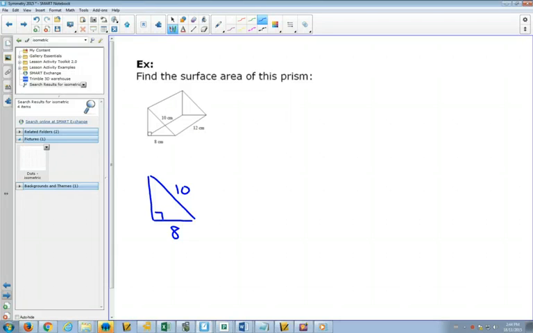Okay, so we're going to find the surface area of this prism. And on our formula sheet, it says the surface area is area of all the sides. So first of all, how many sides does this shape have? 5. So we can write 1, 2, 3, 4, 5 off to the side. That's going to remind us that we need to figure out 5 different sides.